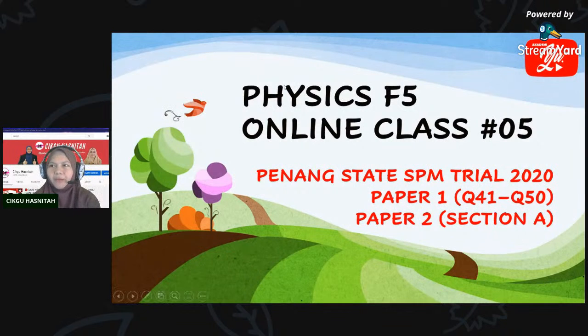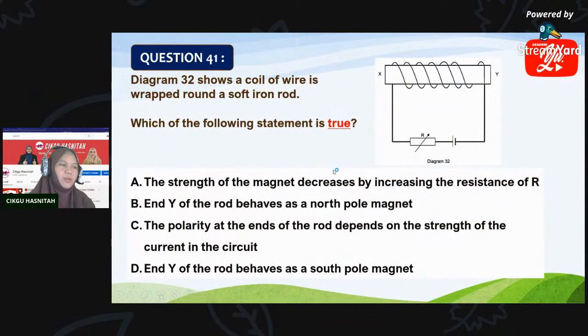Okay, so I hope you have your module with you there. So this is the Penang State SPM Trial 2020, question paper 1. So we continue with question 41. Okay, question number 41. This question is on electromagnetism. Okay, thank you Jinji and Vinci. So we proceed with question number 41.